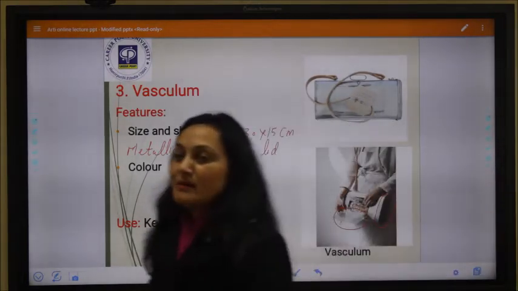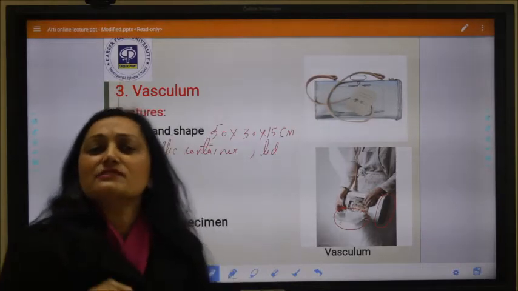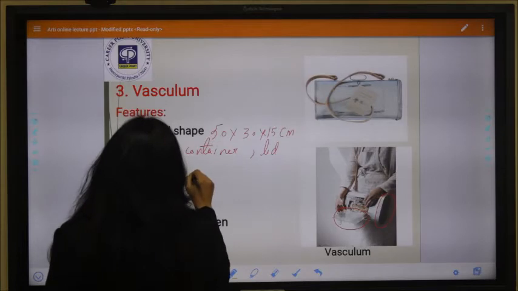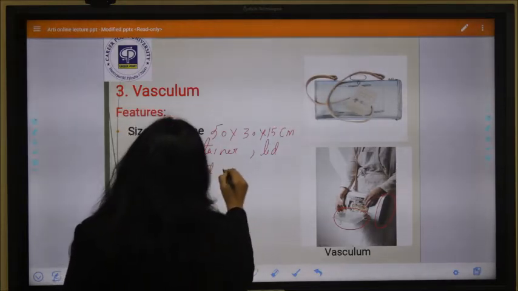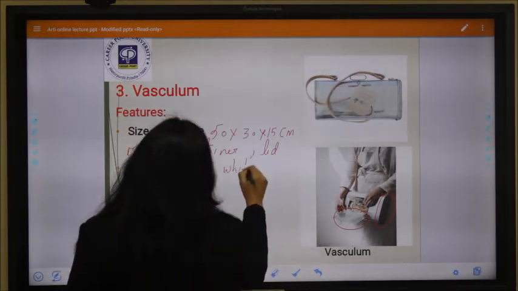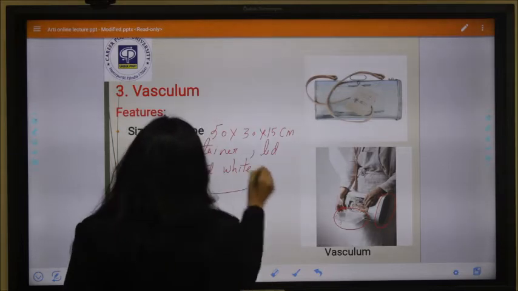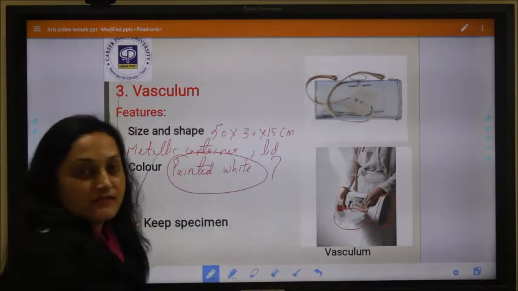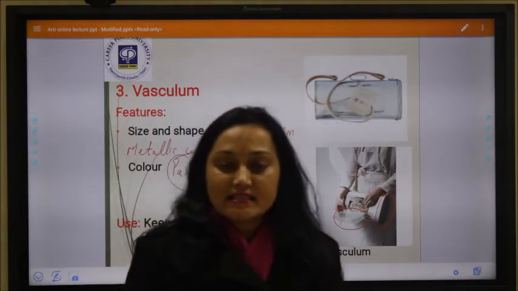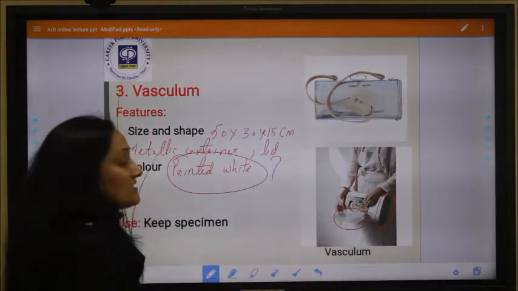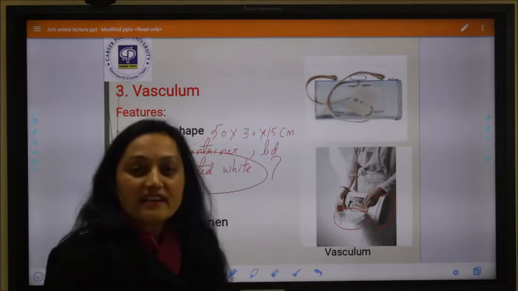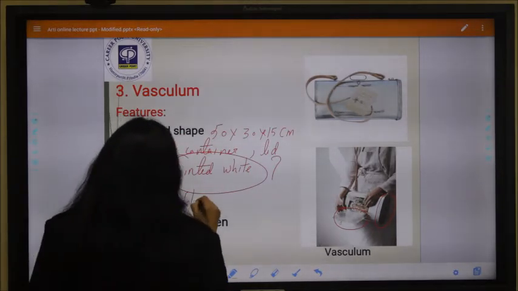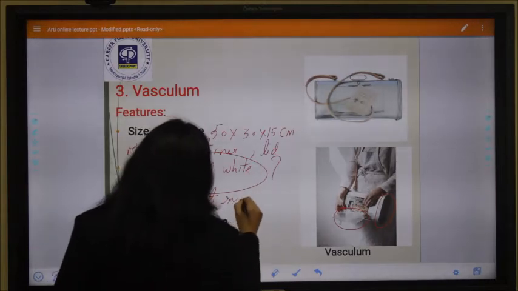And this vasculum is generally painted white. Why? The question is why vasculum is painted white? The answer is it is painted white to reflect sun rays.